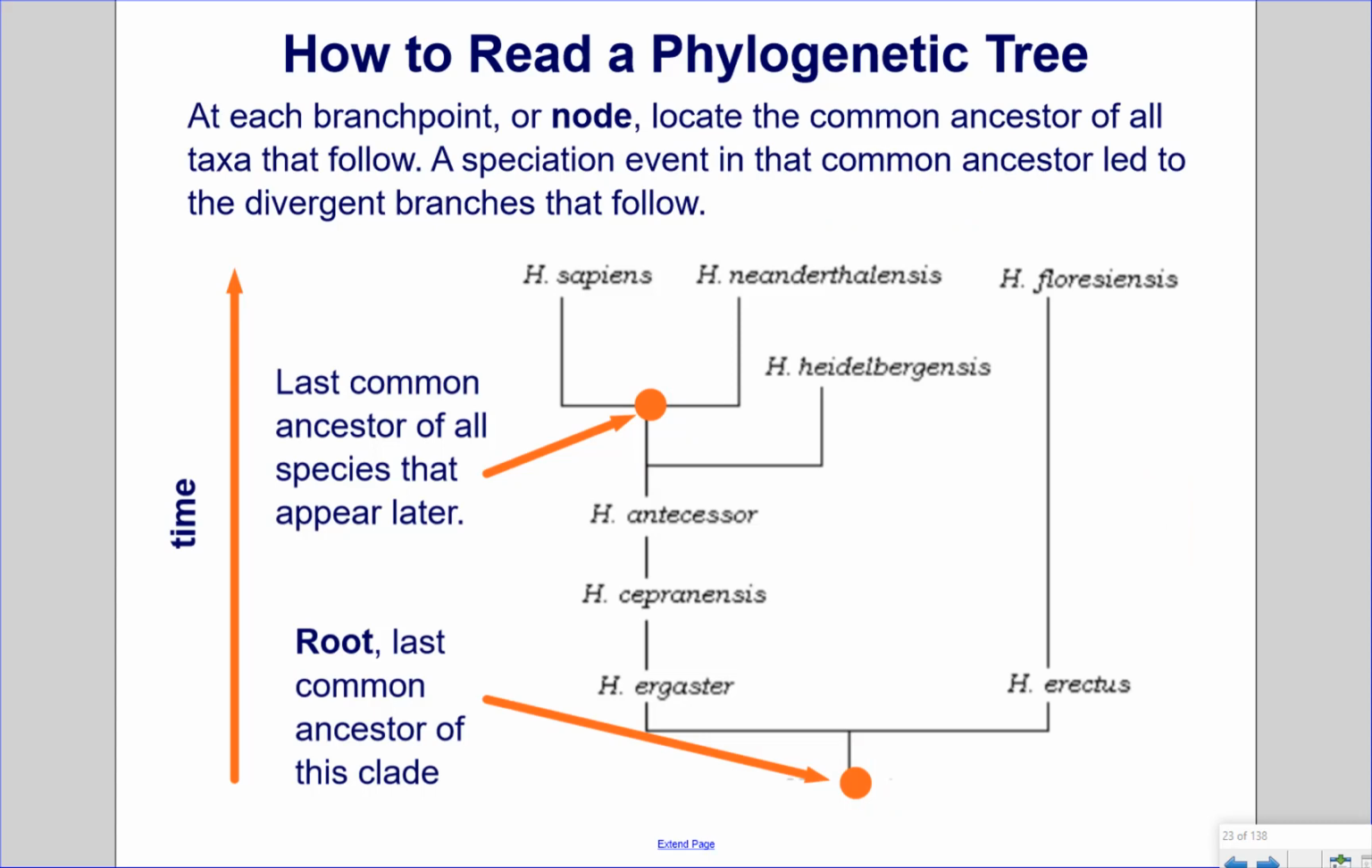How to read a phylogenetic tree. At each branch point, or node, locate the common ancestor of all taxa that follow. A speciation event in that common ancestor led to the divergent branches shown below.